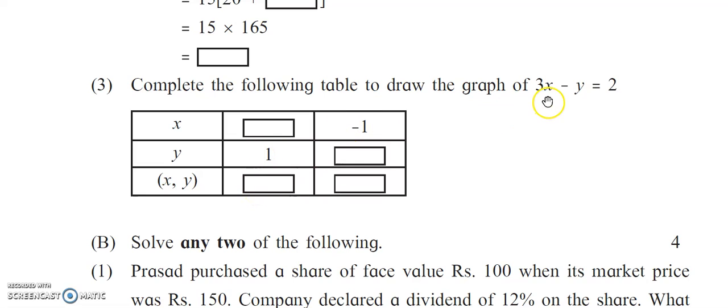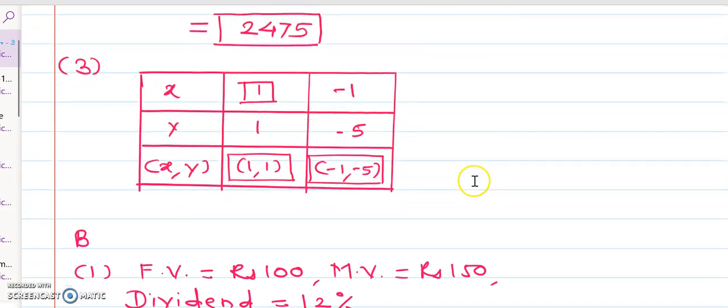What about the next? Put x is equal to minus 1. 3 into minus 1 is minus 3. And again we simplify. That is y is equal to minus 3 minus 2. Substitute the value again, then you will get y is equal to minus 5, and the point is (minus 1, minus 5). We see the answer is like this.